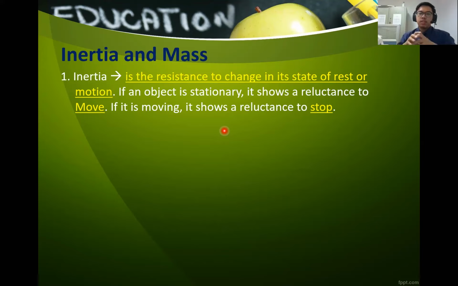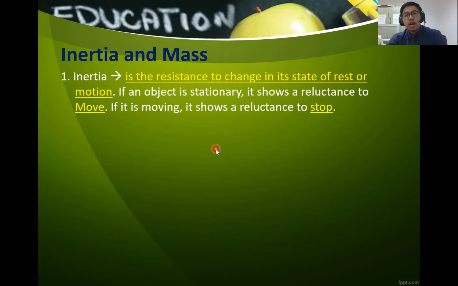Try to imagine pushing something, okay? If you want to make it move, you have to give it a little bit more force when compared to when it's already moving. When it's already moving, you only need a bit of force to keep it moving. And also, you need a bit more force in order to stop an object from moving. So if an object is already moving, if you want to stop it, you have to give it a bit more force in the opposite direction to stop it. And this is what inertia is.